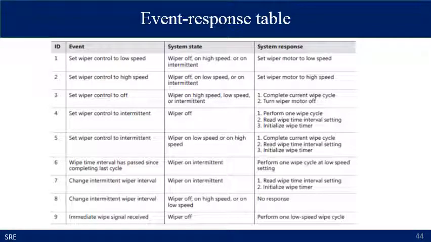So here is an example of an event response table, and the event is specified as setting the wiper control to low speed. So you generate a system state that turns the wiper off on a high speed and turns the wiper on intermittent speed. The system response should be the setting of the wiper motor to a low speed. Similarly, there are other system responses and system states.